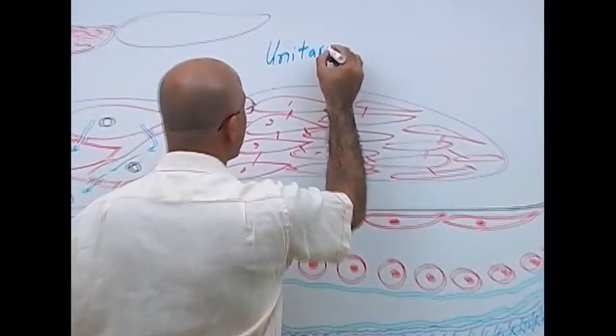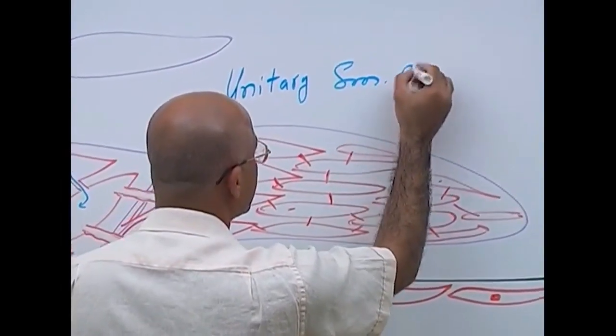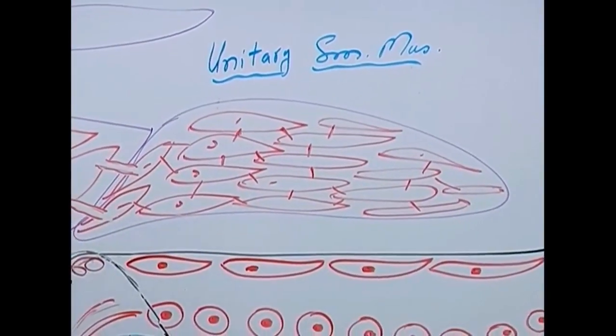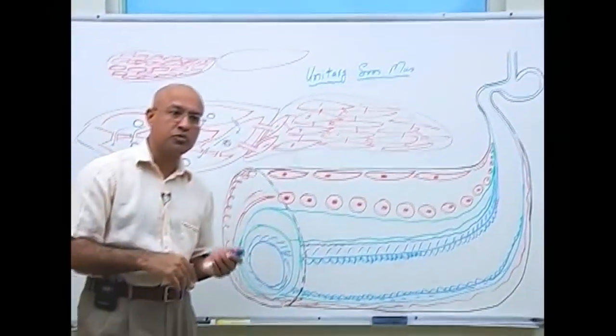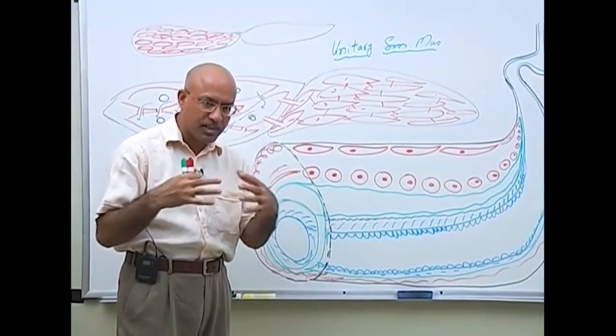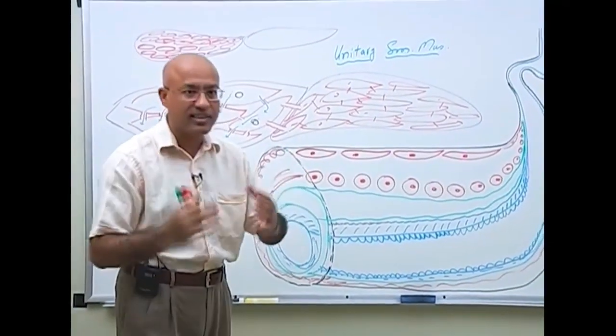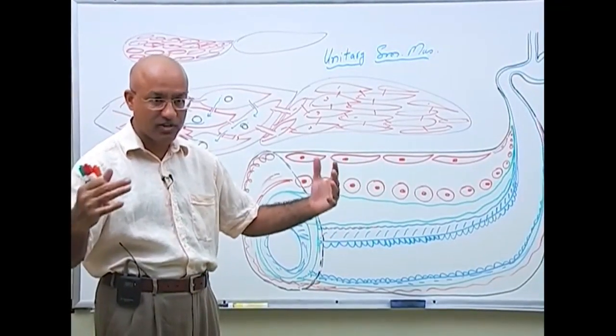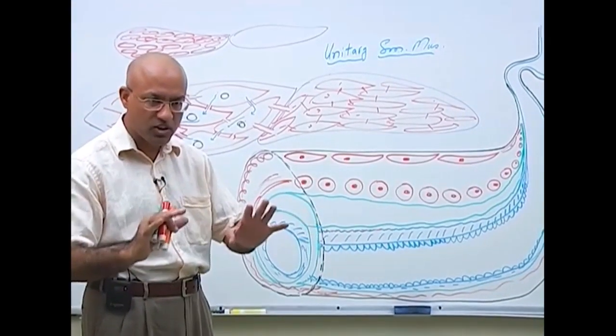Unitary smooth muscles. What I mean by unitary smooth muscle is that all these smooth muscles, the millions and millions of smooth muscles which are connected through gap junctions, act electrically as one network, an electrically intercommunicating network. Am I clear? Any question up to this?